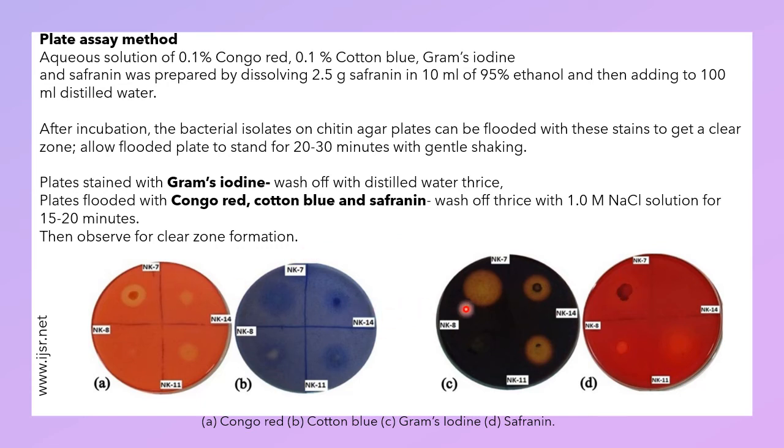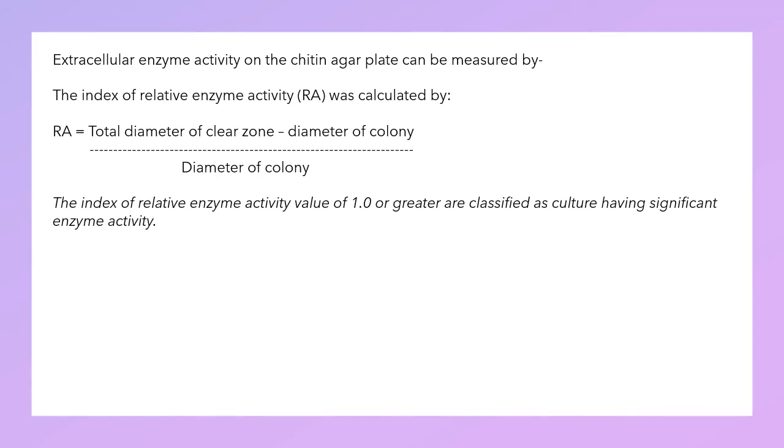So for example here, the isolate named NK7. Okay, in all these four plates you can see that it is the one showing the maximum zone of hydrolysis, or maximum zone of chitin degradation. So that is the one which you will pick up for your further testing. Another isolate, NK11, is also good. It is also showing a good zone of hydrolysis compared to the other two. Okay, so this is how you pick up your colony which shows very good enzymatic results.